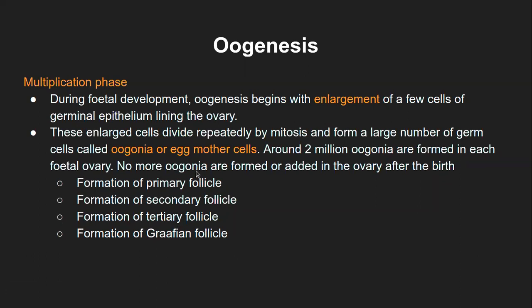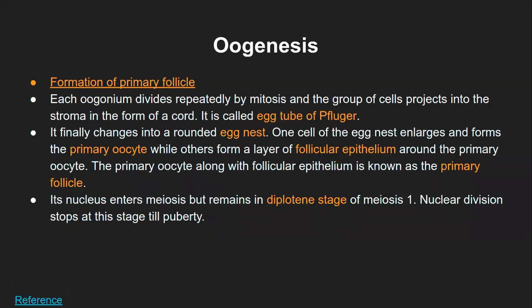So that is the 4 different stages in oogenesis, that is the first stage, the multiplication phase. Again, oogenesis has 3 stages: multiplication, growth, maturation. In multiplication there are 4 sub-stages. In the first sub-stage, the formation of the primary follicle, what we have from earlier is the oogonium cells, or oogonia cells, which divide repeatedly by mitosis.